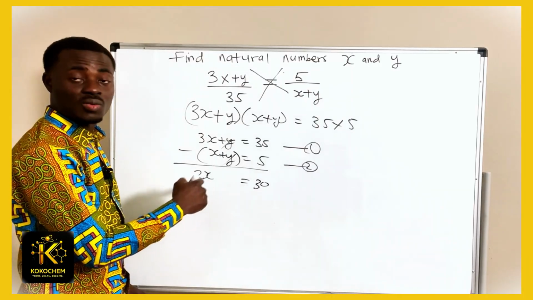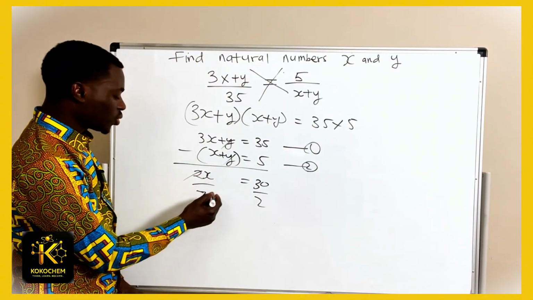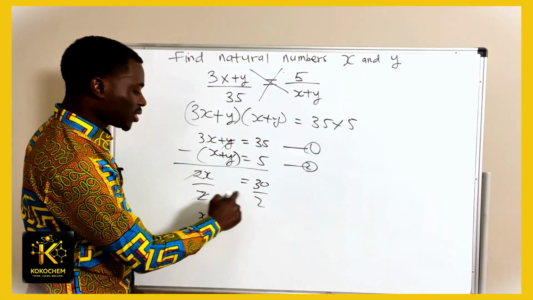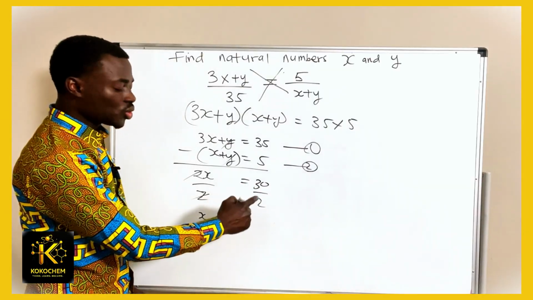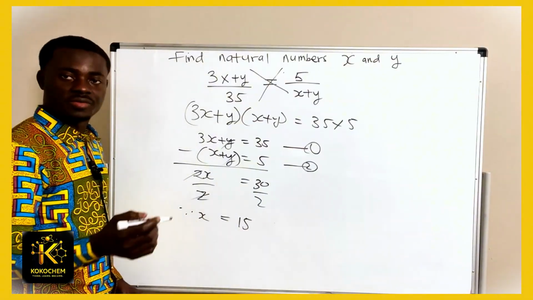To get x, we divide both sides by 2. x is equal to 30 over 2, and 30 over 2 is 15. So x is equal to 15.